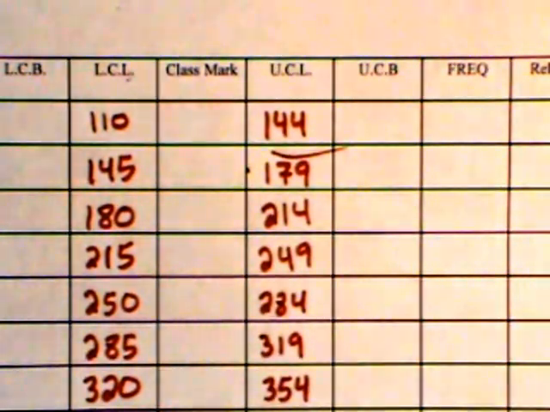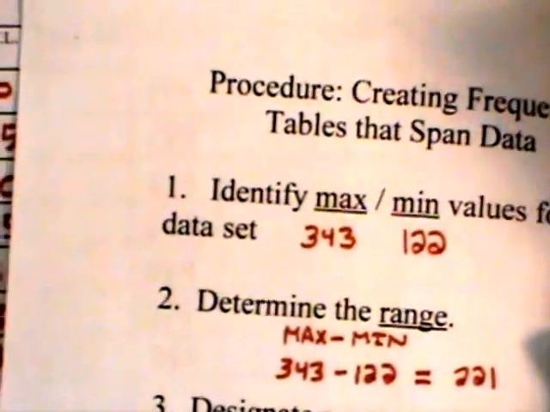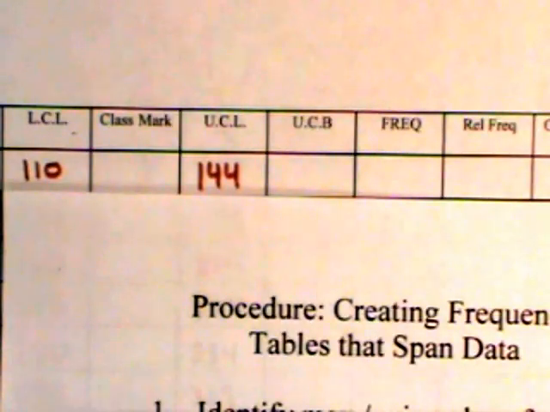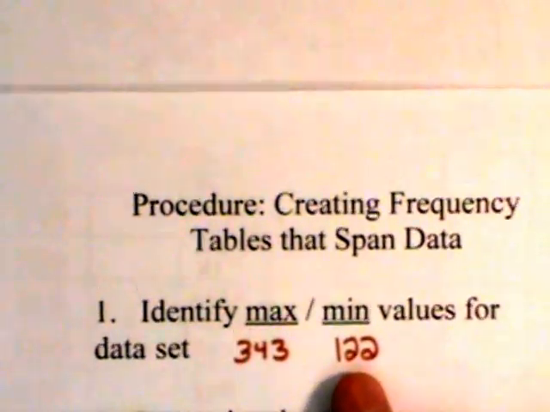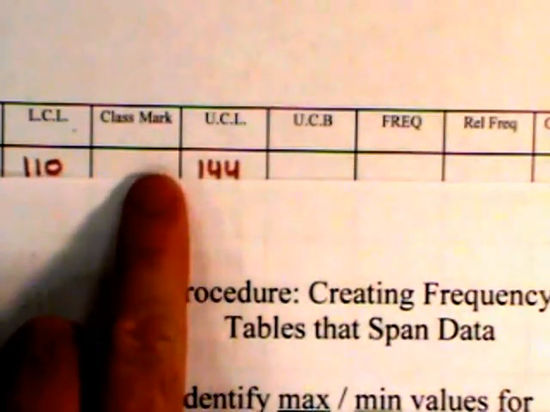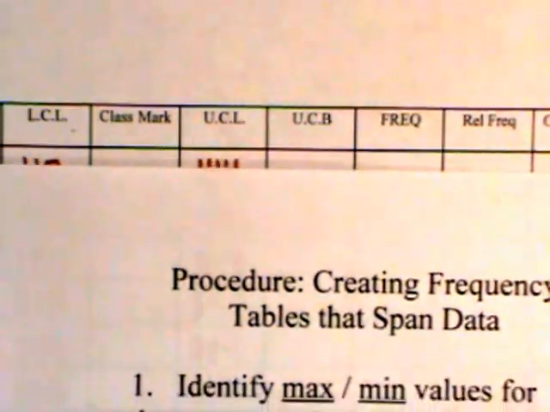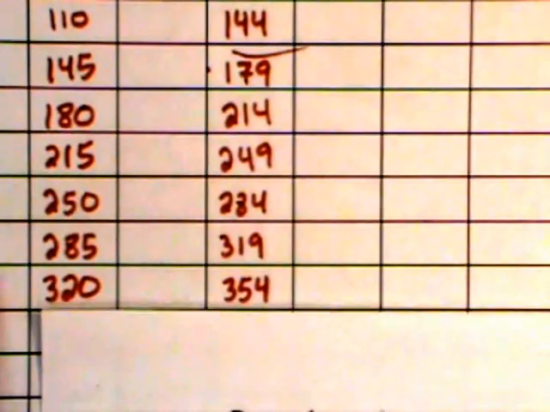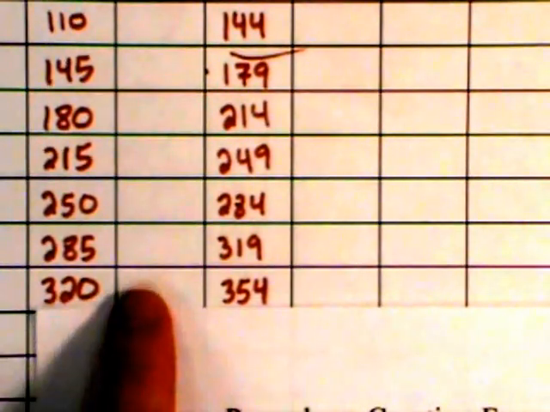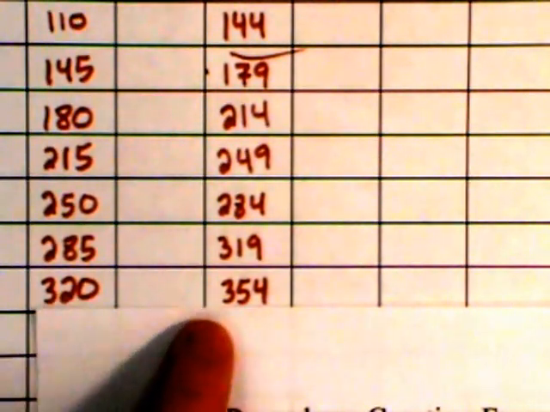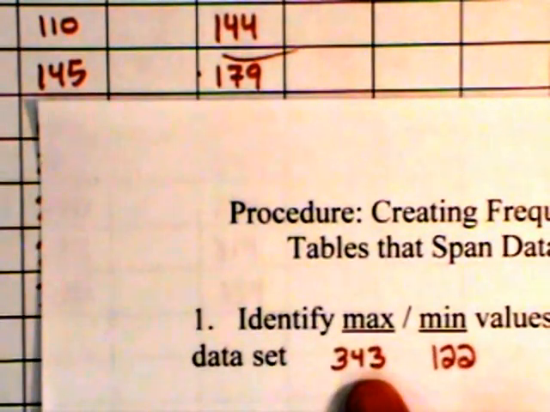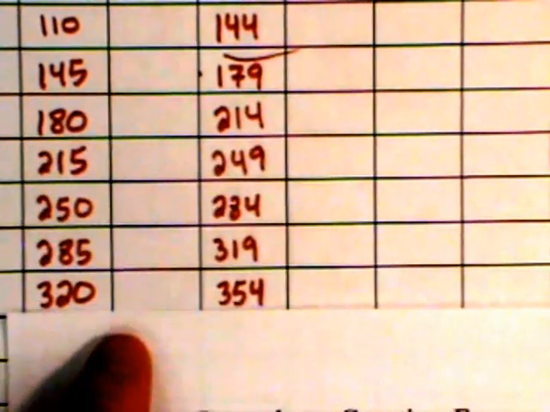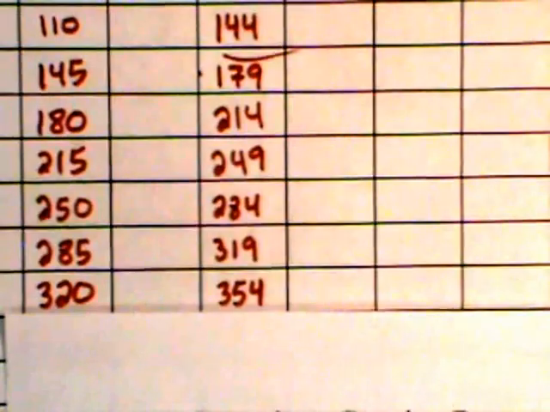Now, the idea of spanning the data comes from when I look at the max and min value. So we notice that the 122 falls in this first class. In a similar way, we can't end with an empty class. And so when we see 343, we come all the way down here and we ask the question, does 343 fall between 320 and 354? And of course, it does. And so we know that we've spanned our data set.